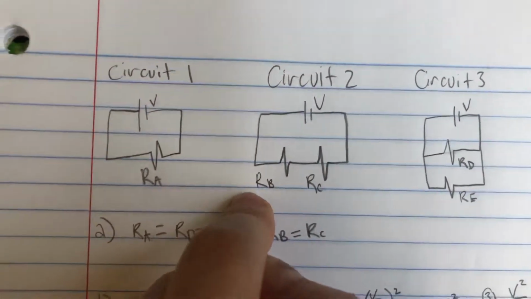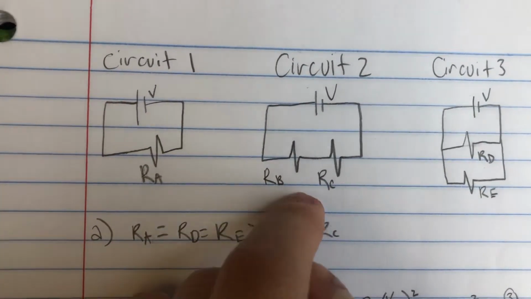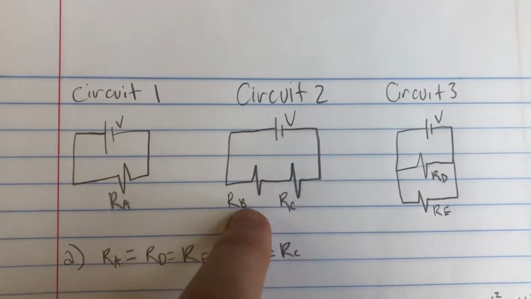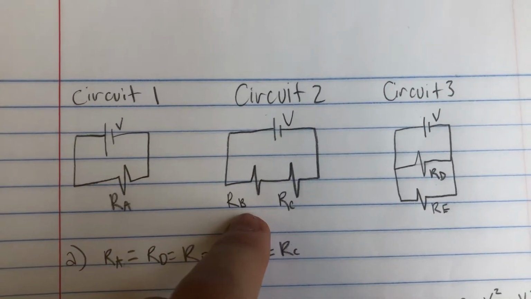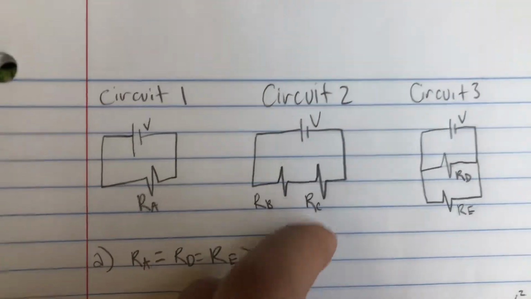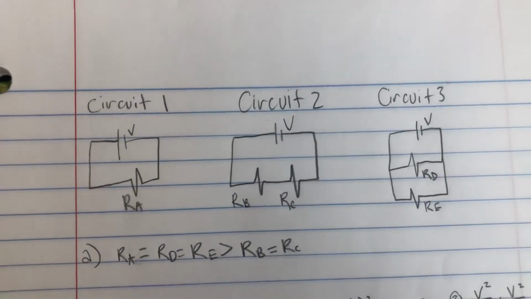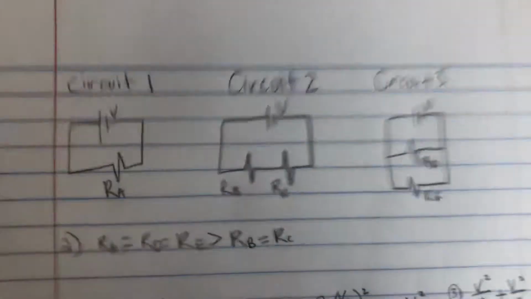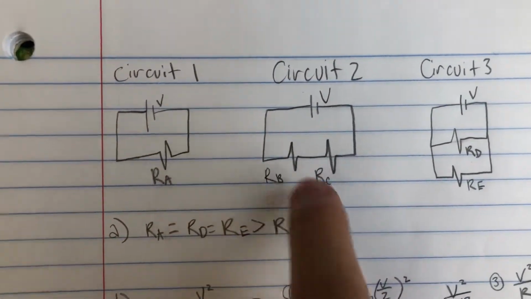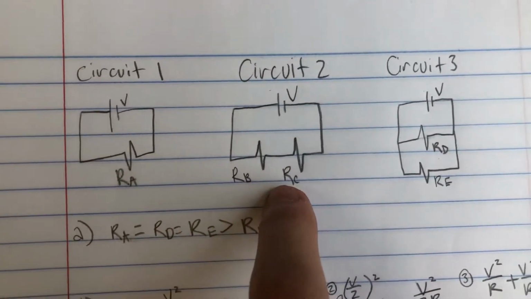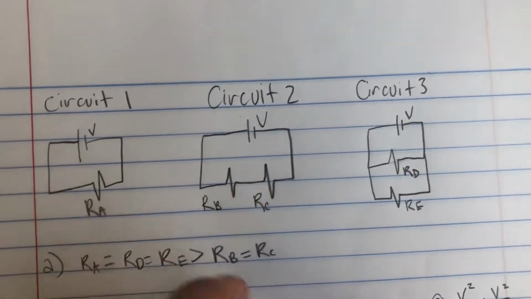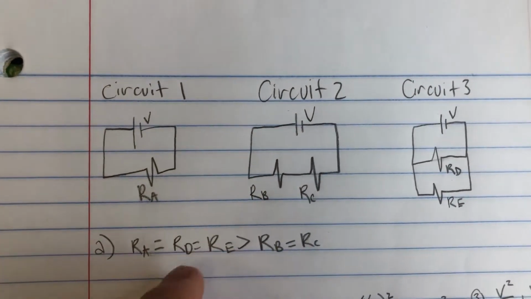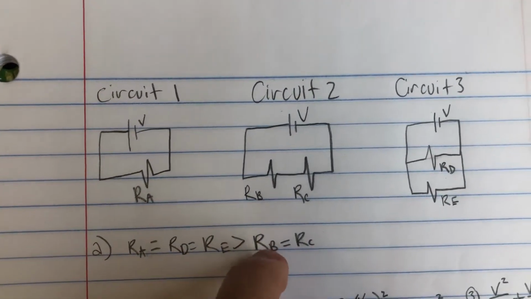However, this is a little bit different because they're in series, and in series circuits, the current stays the same, not the voltage. So you know here that resistance B and resistance C have the same current, but that means that they have less voltage. They have to split V equally across each other. So both of these resistances have voltages of V over 2. This makes them equal to each other, but less than this. So this voltage is V, and this voltage is V over 2.